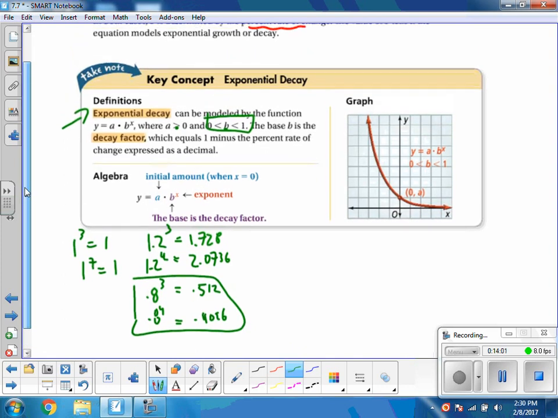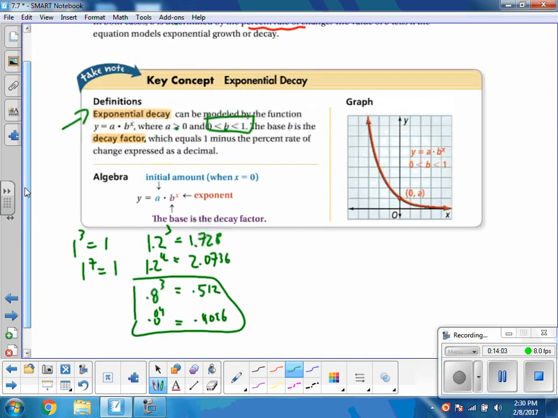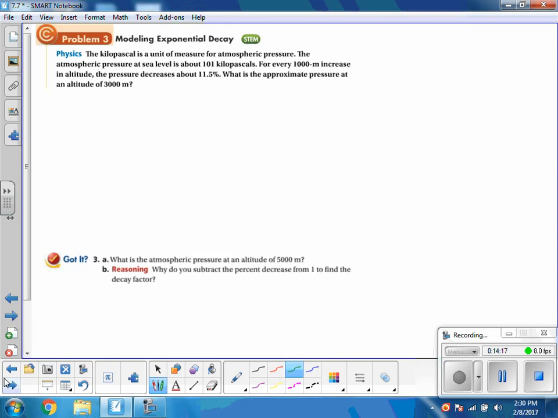So the thing you're really paying attention to in determining if something is exponential growth or decay is your base, your b value. If it is between 0 and 1, your initial value is going down. If it's larger than 1, your initial value is going up. Let's take a look at it.